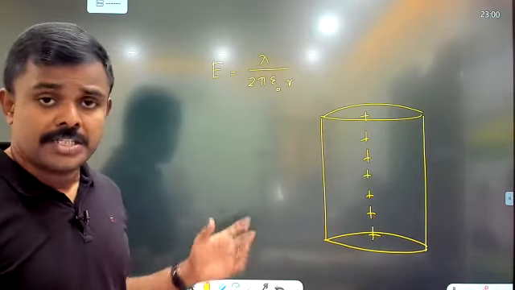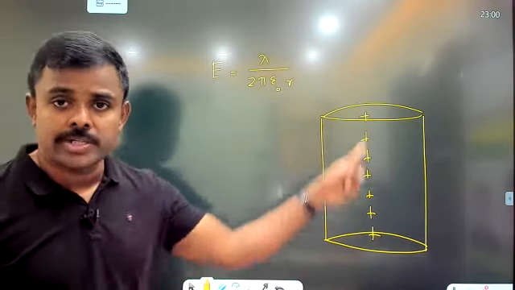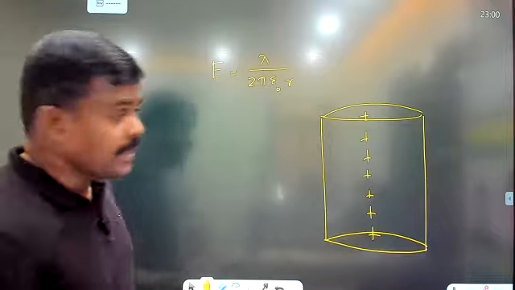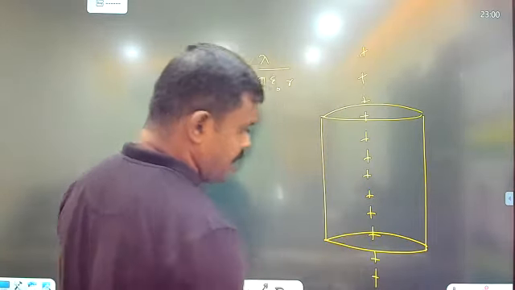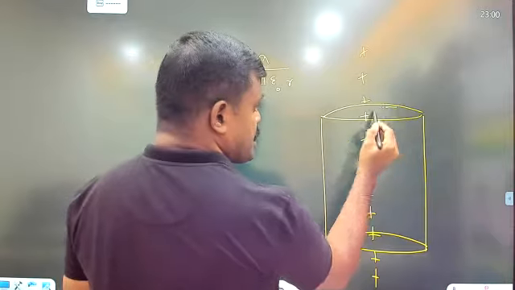For a cylinder, the Gaussian surface would be a cylinder. This is the distribution, a linear charge distribution. It is an infinite linear charge distribution like this, coming from infinity and going to infinity. For this surface, what is the flux?